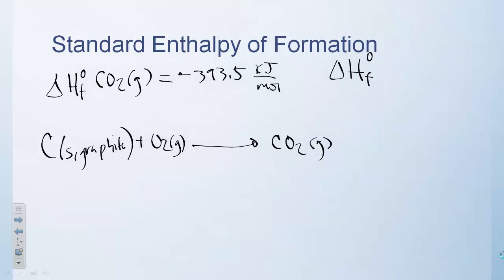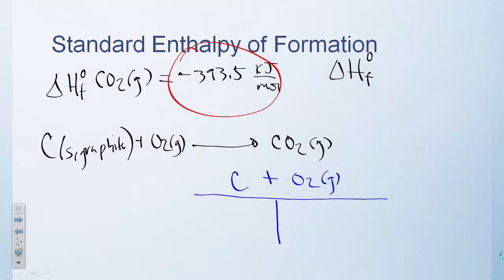And so what we know is that if we were to do this reaction and form 1 mole of CO2 gas, the standard enthalpy change for this reaction, based on what they told us, would be this minus 393.5 kilojoules per mole. What this means is that if I start here with carbon and oxygen gas at my reference state, and I want to make CO2, I'm going to move down and release 393.5 kilojoules of heat for every mole of CO2 gas that I make.